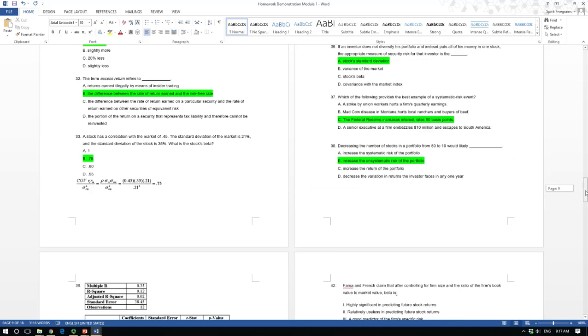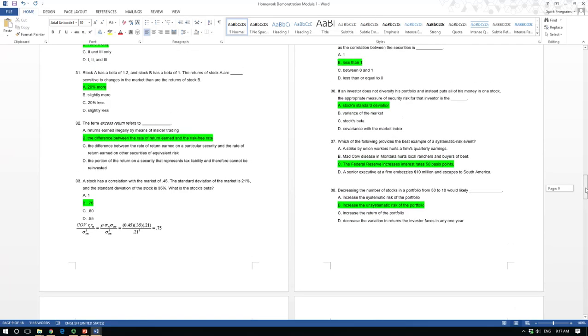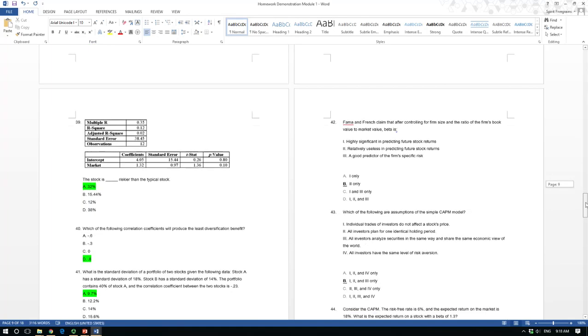Number 38. Decreasing the number of stocks in a portfolio from 50 to 10 would likely increase or decrease what? The more securities you have, the more diversification effect that you can enjoy. And here you reduce the number of securities from 50 to 10, so the portfolio may not be well diversified. Therefore, it's very likely that unsystematic risk may increase, which leaves B as the best answer.